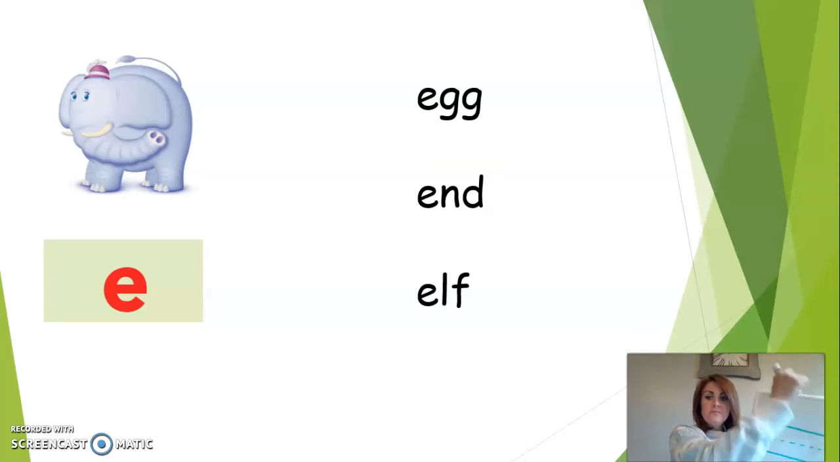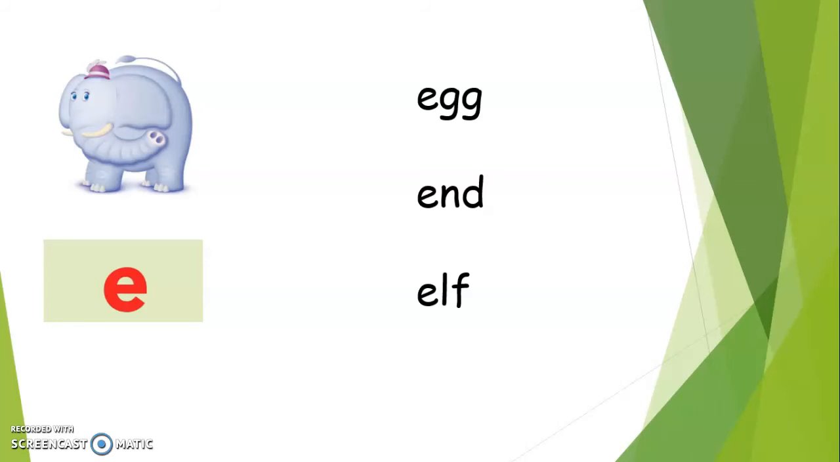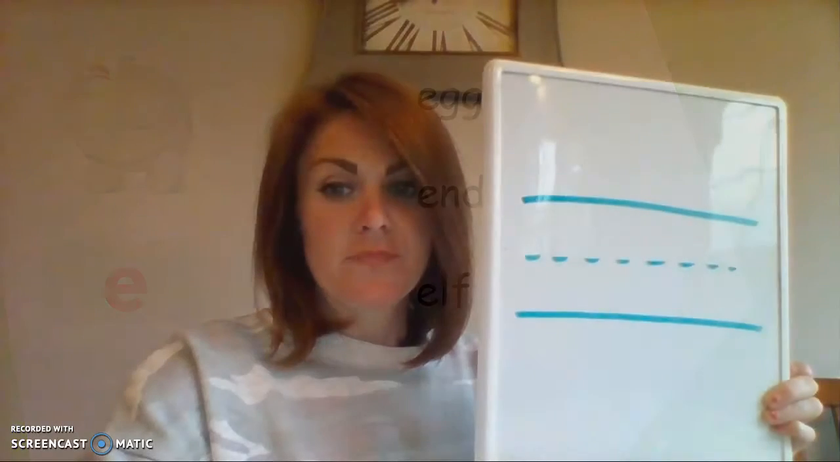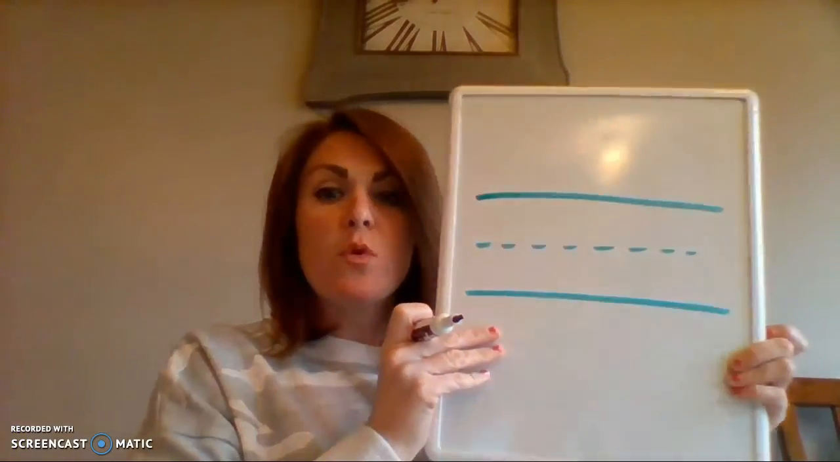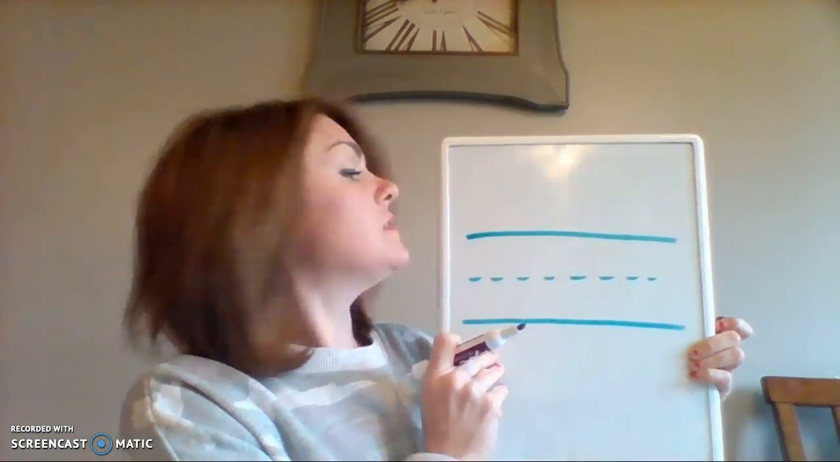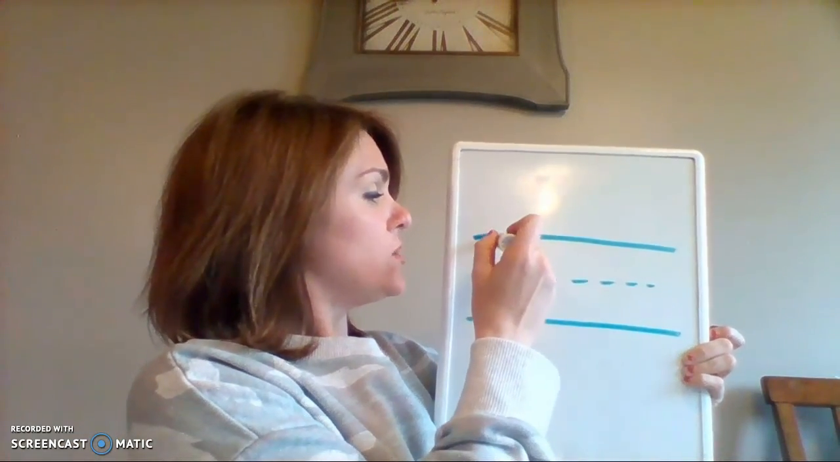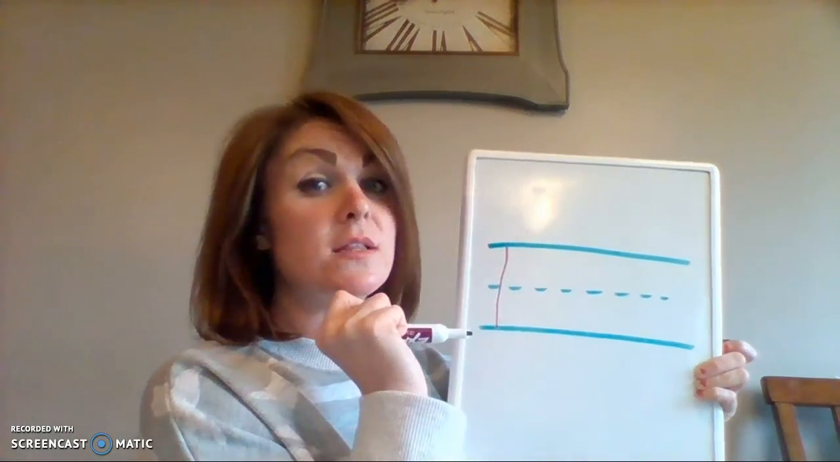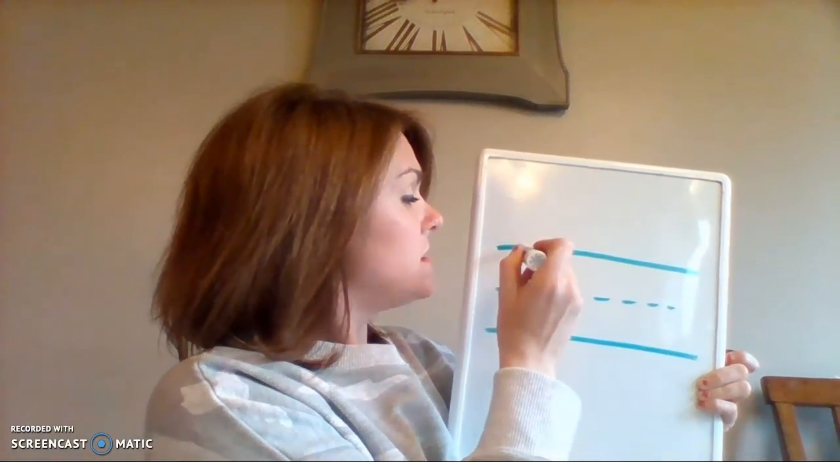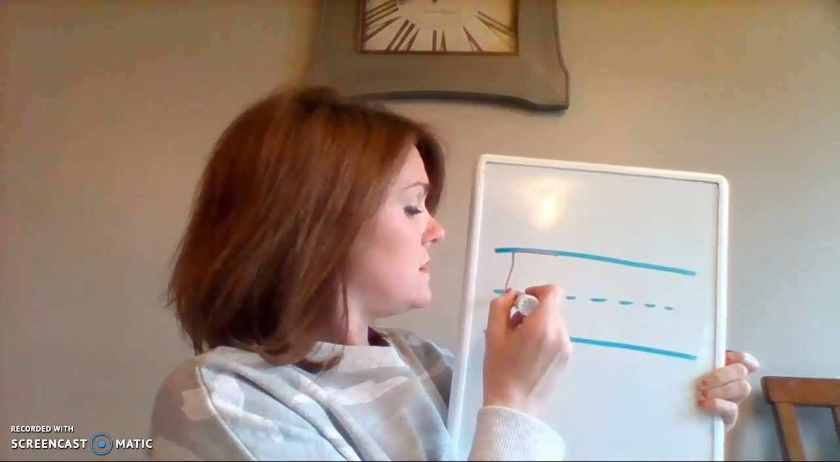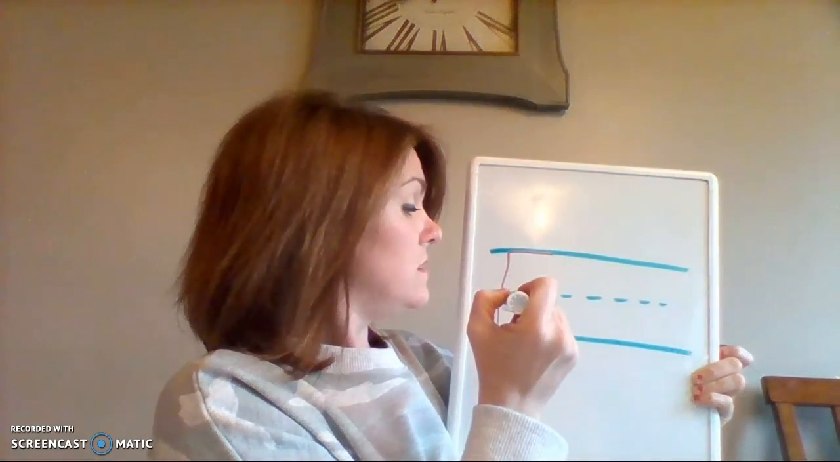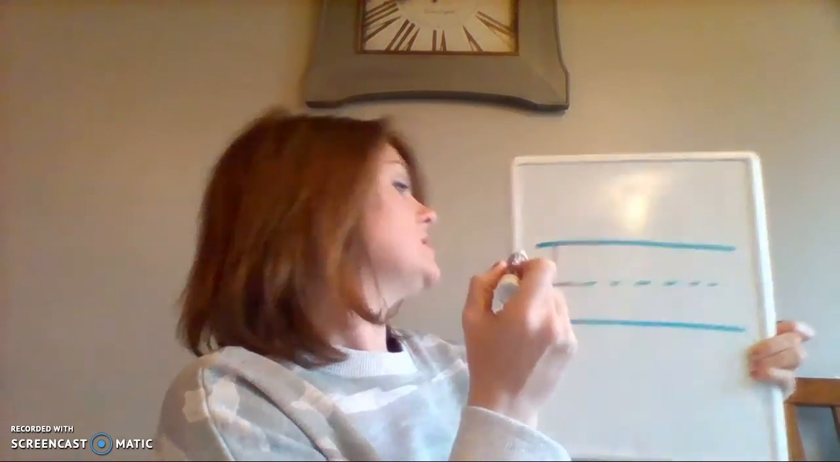Now, I am going to show you how to write the E. Can you see? Here is my board, and I'm going to show you how we write the capital E. Here's the skyline, plane line, grass line. We go skyline to grass line, straight line down. Pick your pencil up, fly across the skyline, fly across the plane line, fly across the grass line. E, Edna, eh.